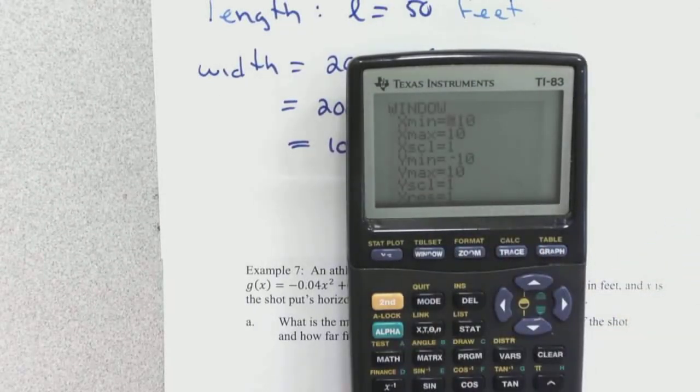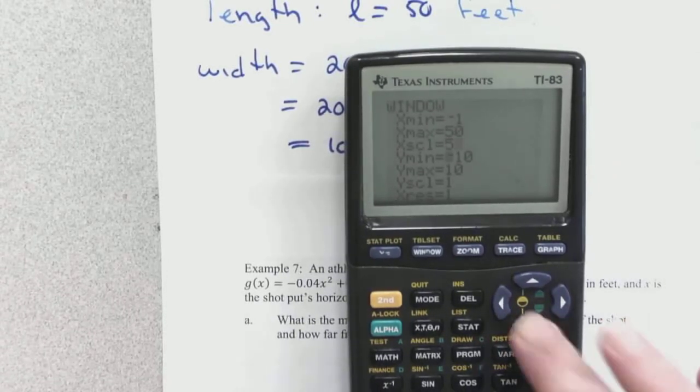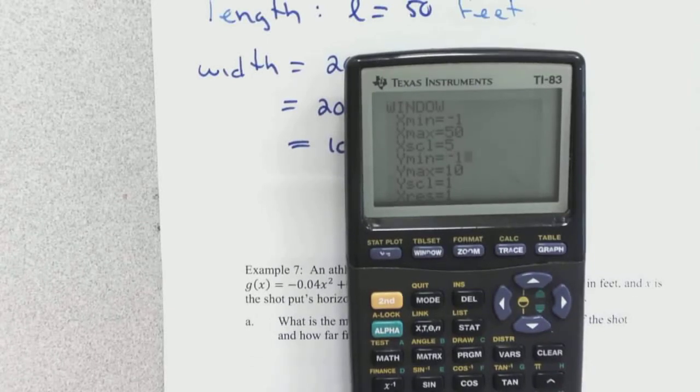I'm going to press window, and I don't need any negative x. Now I want to see my axis, so I'll start at -1. And I don't know how far people throw shot puts, so I don't know if people can throw shot puts 50 feet, but we'll try 50. And I'll count that off by 5s. We don't need any negative y values, so I'll go -1, just so I can see the axes. And I don't know how high shot puts go. Maybe they go 30 feet. I don't know. And let's count that off by 3.